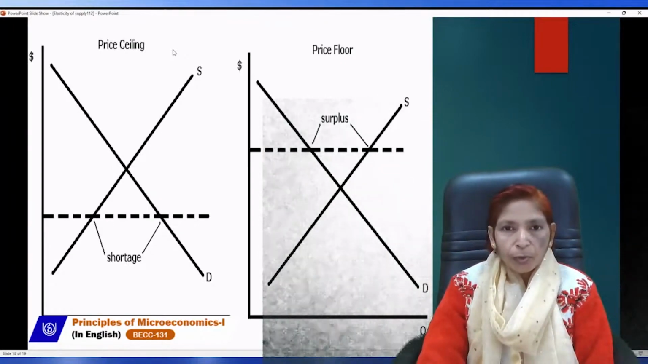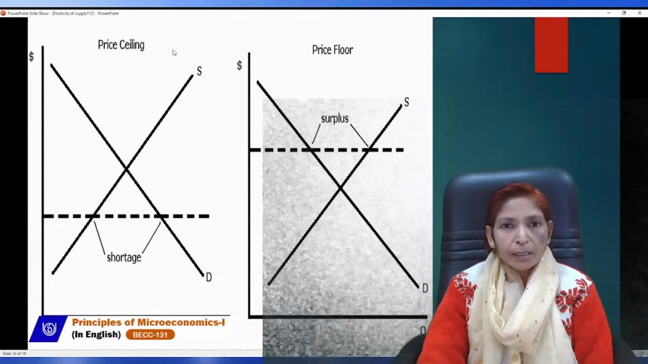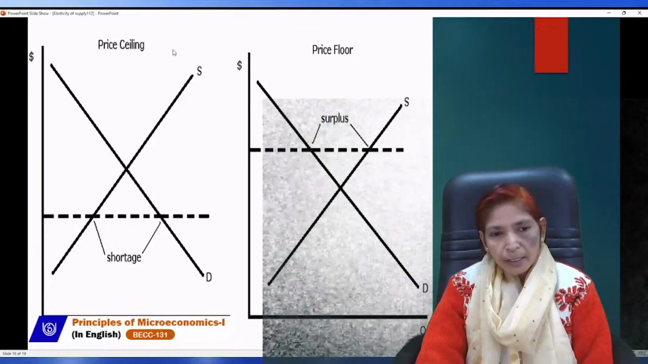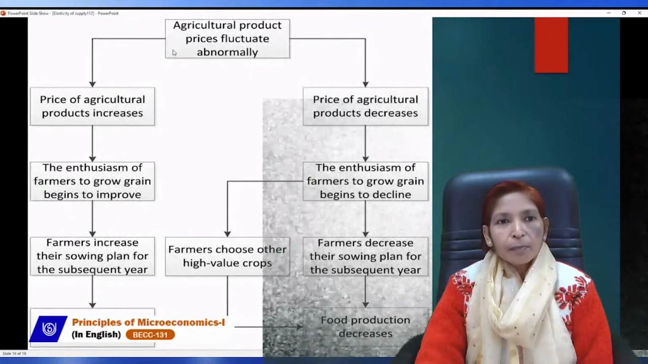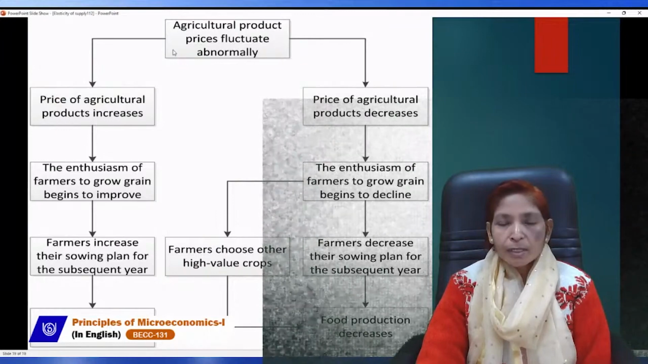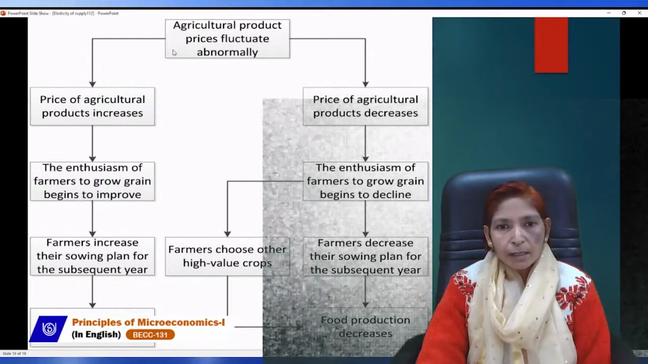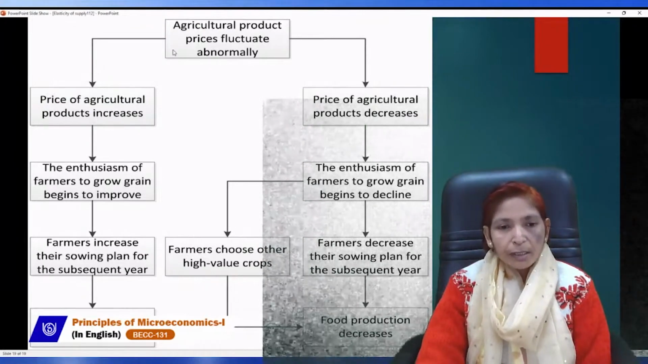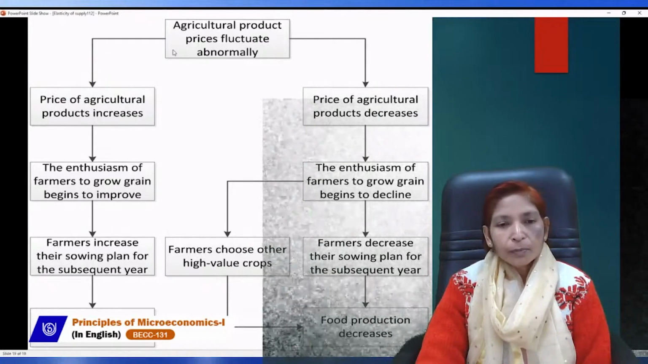Price ceiling and price floor both are very important concepts, and both prices can be fixed by the government. When the government interferes in the market, then the government can decrease the price and can increase the price from the equilibrium price. Now agriculture product prices fluctuate, as I have discussed earlier, because agriculture production always depends upon nature. Price may decrease, price may increase, but demand remains always inelastic. That's why in case of agriculture production, the farmers' condition remains always poorer.